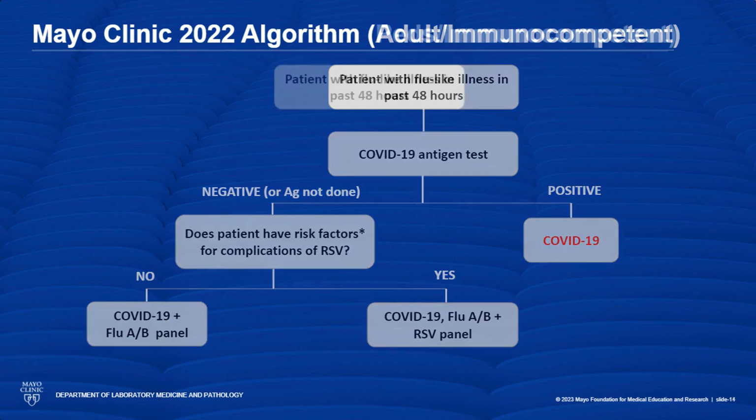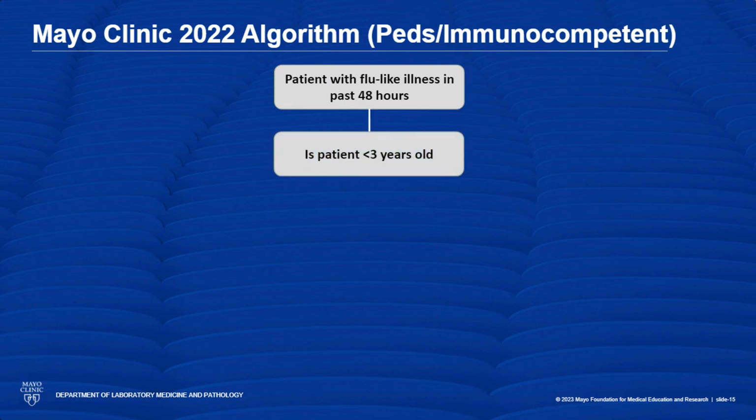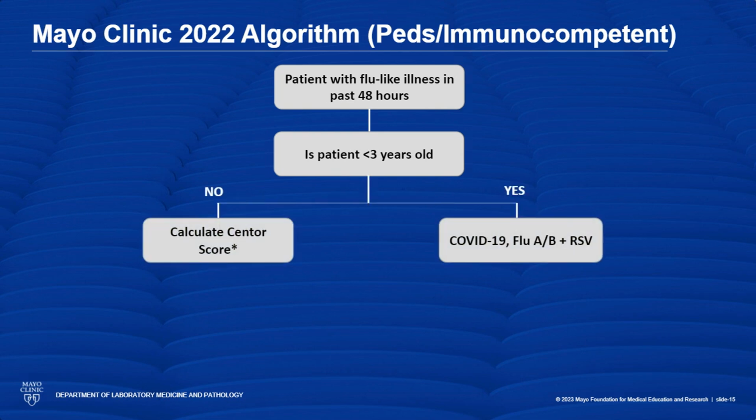What about the pediatric population? Again, this is focusing on children less than 18 who are immunocompetent. So again, patient presents with a flu-like illness in the past 48 hours. In this situation, the first question was, what's the age of the patient? Are they less than 3 years old? If the answer to that question was yes, we would get a swab, and that swab would be tested for COVID-19, flu, and RSV. If the patient was older than 3 years old, then we would calculate the Centor score.